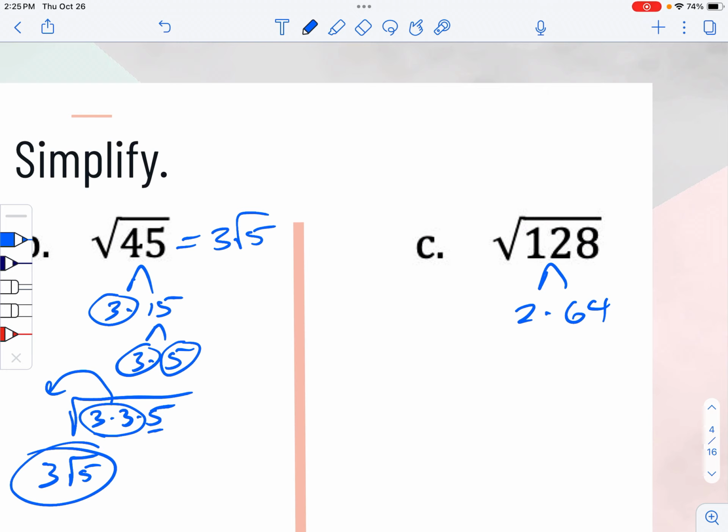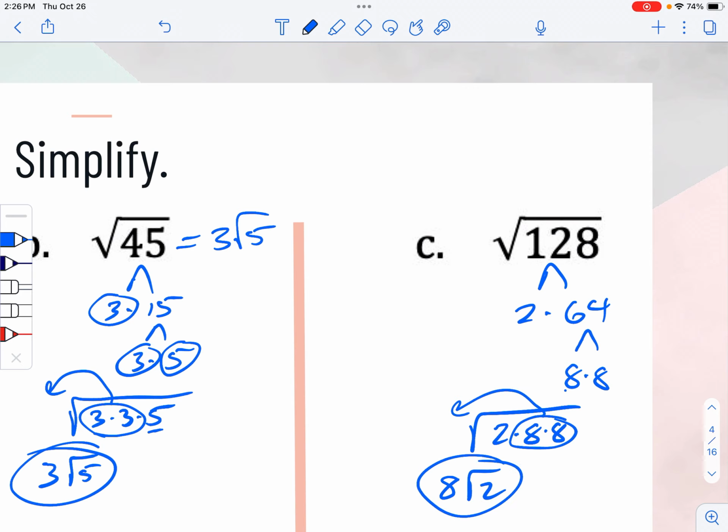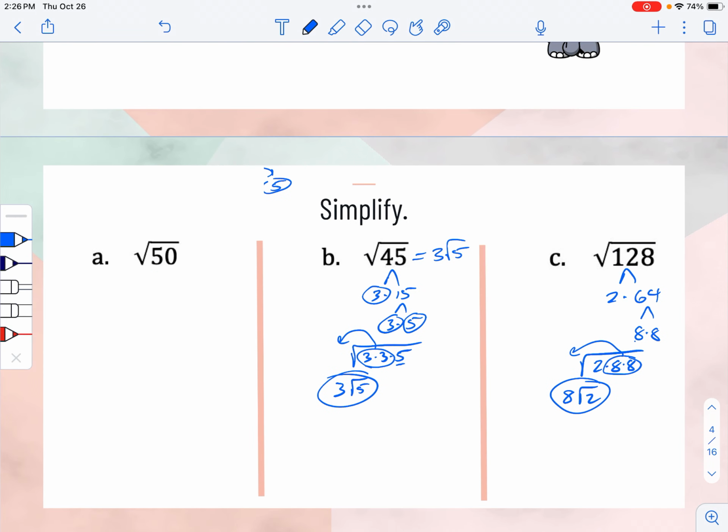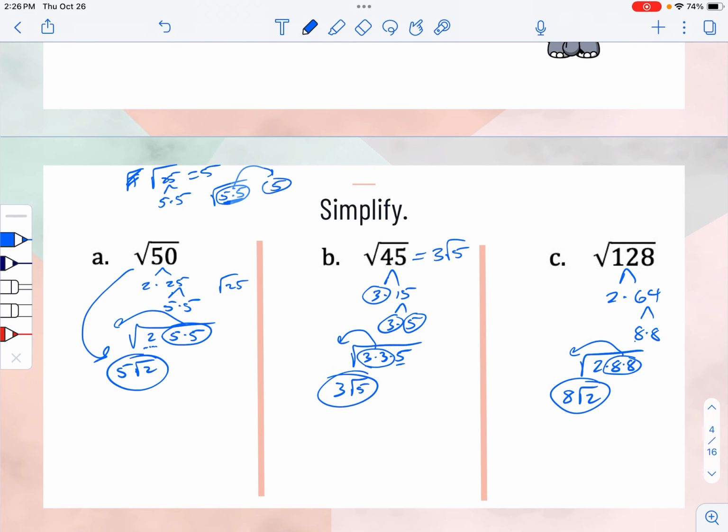That's 2 times 64. And we could keep breaking 64 down, but 64 is 8 times 8. So I'm just going to do a little shortcut on this one. 2 times 8 times 8. And I could break these 8s down. That's 3 2s, and that's another 3 2s. But basically, there's a pair of 8s. I take that out. That's 8 square roots of 2. Kind of a simple way to do it.